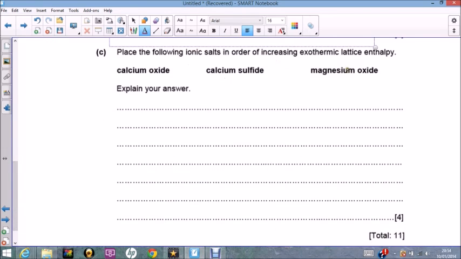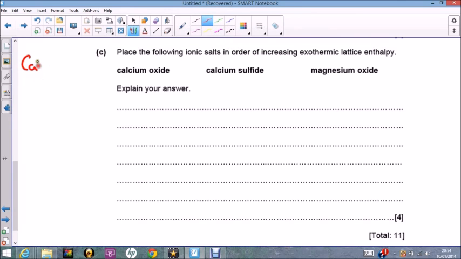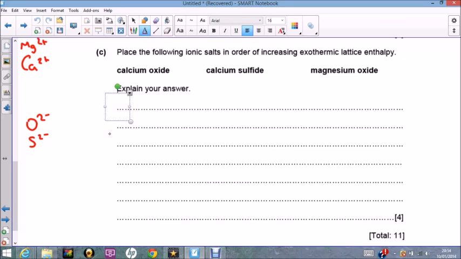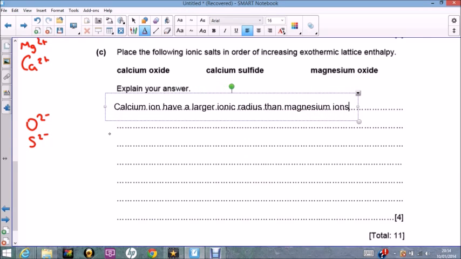Finally, in this question, I've got 3 different ionic lattices to put in order of increasing exothermic lattice enthalpy. So I'm going to start off by writing down the things I'm comparing. So I've got Ca2+ and Mg2+, the cations, and then I've got oxide and sulfide for the anions. So we're going to reason our answer out and then give the final answer. So we're going to say that calcium ions have a larger ionic radius than magnesium ions. Remember, we're either going to be saying ions or we're going to put Ca2+ and Mg2+, otherwise no marks for that. So that's going to be 1.